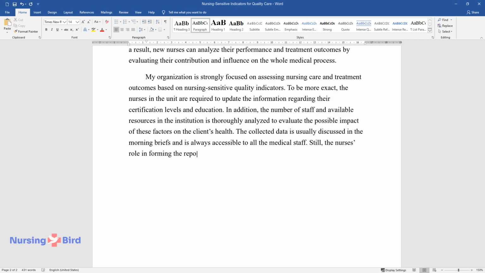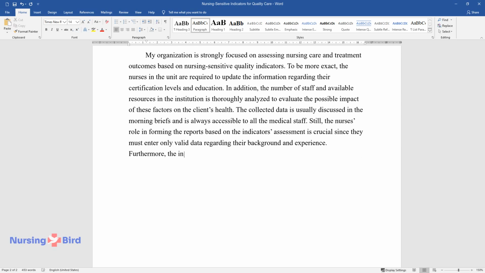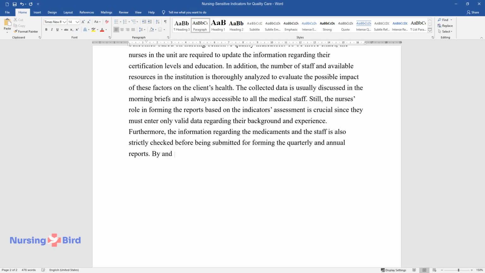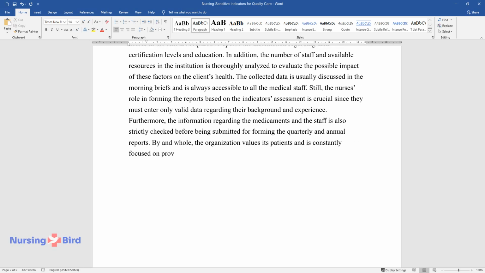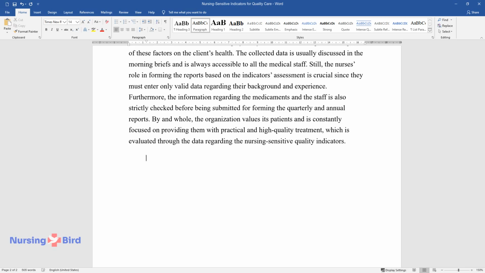Still, the nurse's role in forming the reports based on the indicators assessment is crucial since they must enter only valid data regarding their background and experience. Furthermore, the information regarding the medicaments and the staff is also strictly checked before being submitted for forming the quarterly and annual reports. By and large, the organization values its patients and is constantly focused on providing them with practical and high-quality treatment, which is evaluated through the data regarding the nursing-sensitive quality indicators.